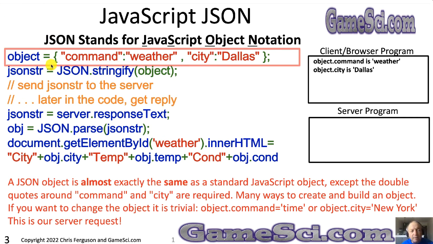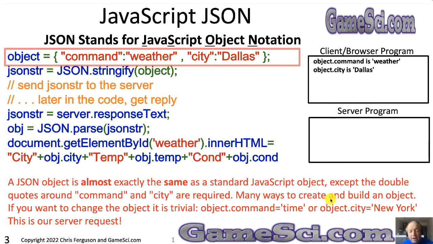We'll set up an object: command is weather, city is Dallas. A JSON object is almost exactly the same as a standard JavaScript object, except the double quotes around command and city are required. If I was setting up a plain old JavaScript object, I wouldn't need the double quotes around command. I wouldn't need the double quotes around city. Those were added for JSON and JSON only.